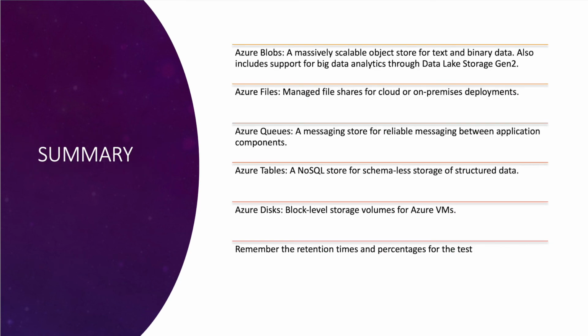So the big thing to remember on your summary is that blobs are great. All right, massively scalable object. It's text, it's binary data, it's learning data, it's everything you would want to have. Azure Files, managed file shares for cloud or on-premise deployments. Azure Queues for messaging between application components. Azure Tables, NoSQL store. Azure Disk, block level for Azure VMs. And then remember your retention times and percentages for the test.